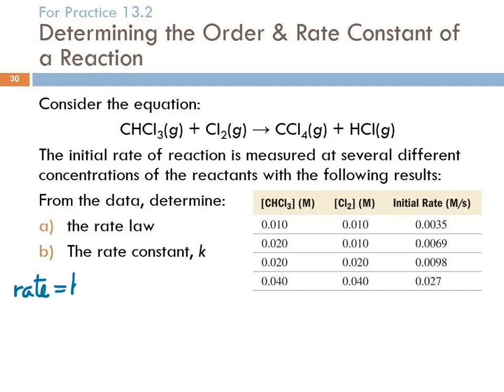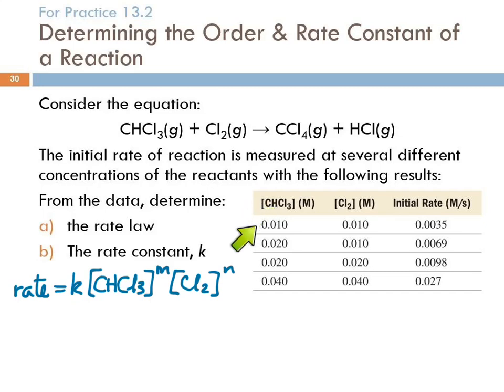Yeah, so the rate is going to be the rate constant times one of the reactants, that's what they're called, raised to some power, times the concentration of the other one raised to some power. So this is more complicated than that simple reaction we were looking at, but we can look at the data and find each of these orders separately. So let's first look at the CHCl3.